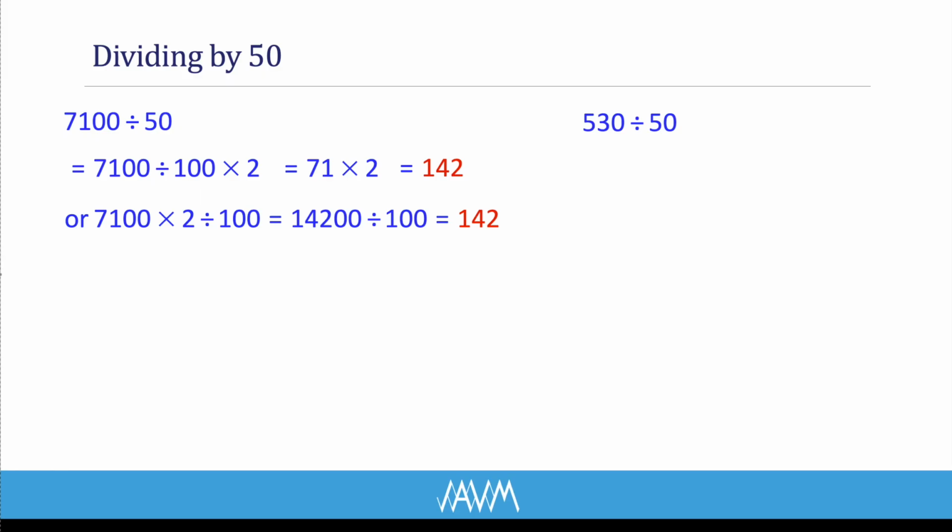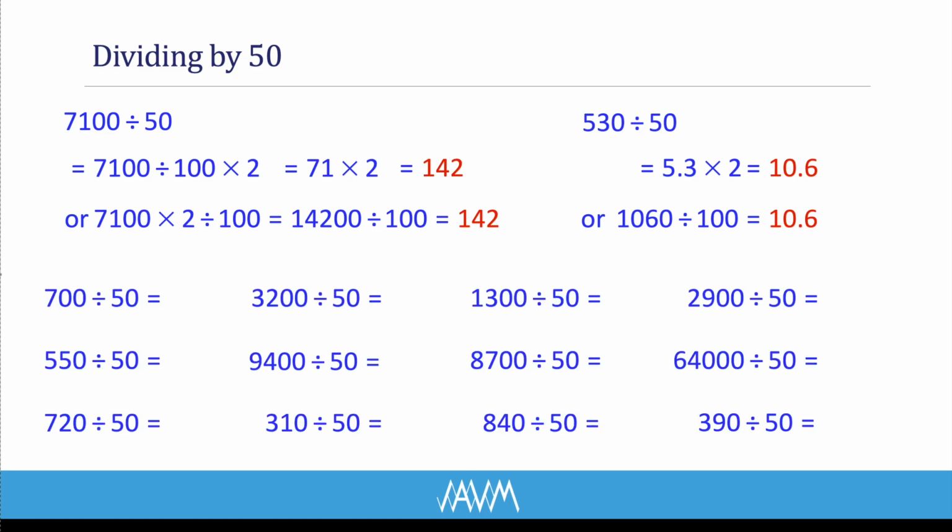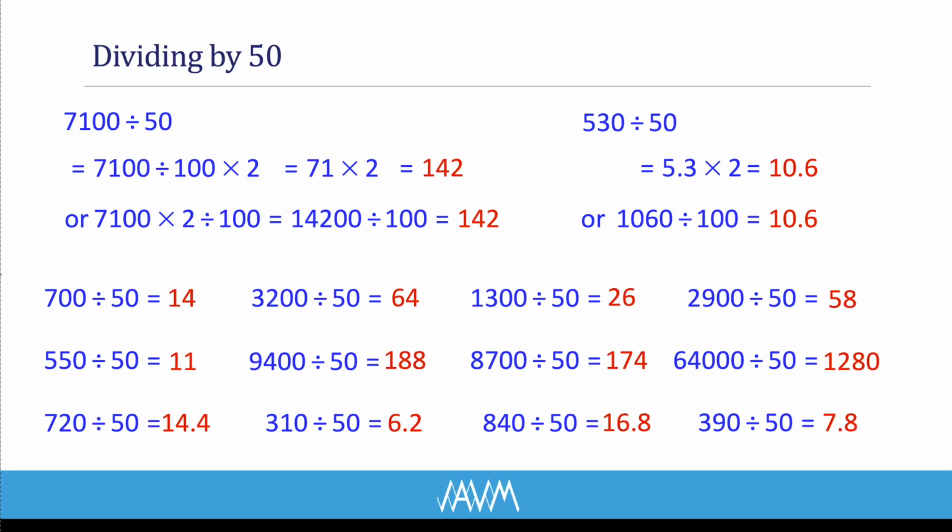Another example, 530 divided by 50. Divide by 100 is 5.3 and then multiplied by 2 giving 10.6. Or 1060 by doubling and then divide by 100, which is 10.6. Stop the video and have a go at this exercise, and then I'll show the answers. So here are the answers.